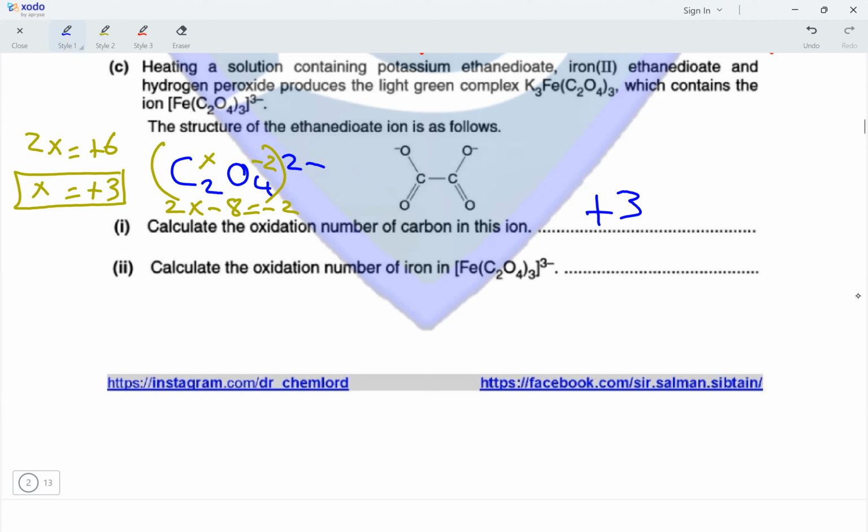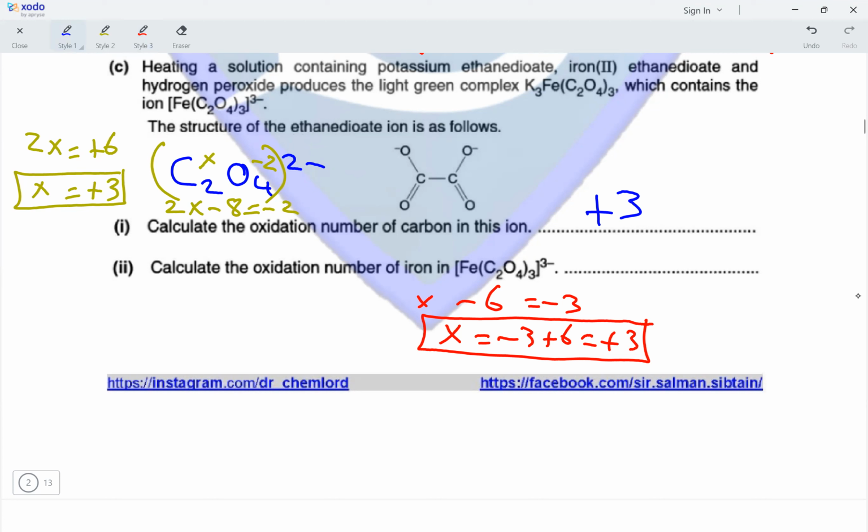Calculate the oxidation number of iron in Fe(C2O4)3 3 negative. Here we have an overall charge of 3 negative. Iron is X. C2O4 is negative 2, so negative 2 times 3 is minus 6. X minus 6 is equal to minus 3, and then we end up with X equals minus 3 plus 6, which is equal to plus 3. Therefore, the charge on the iron ion in the complex is also plus 3.